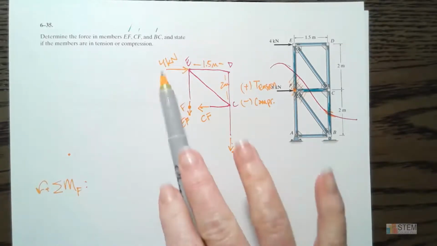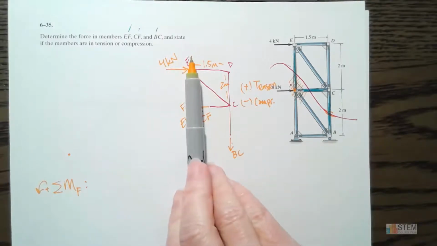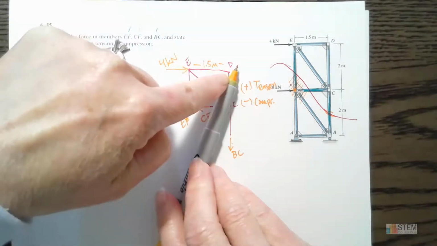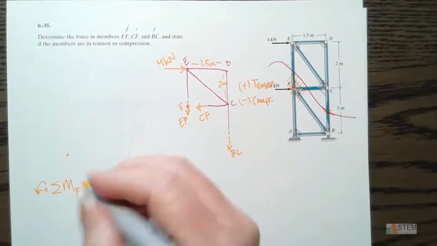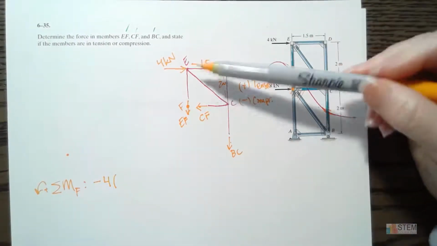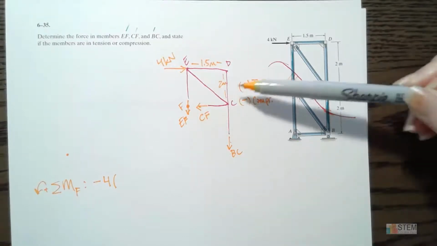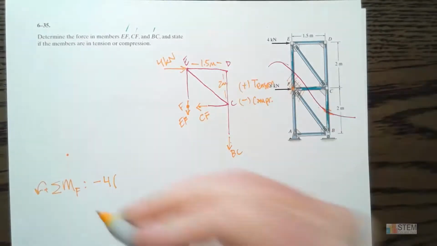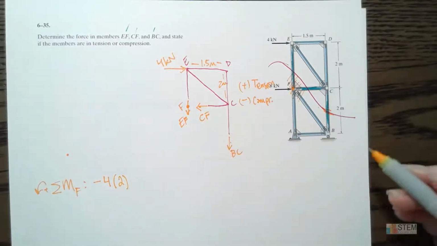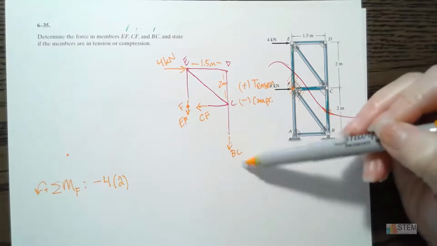So now I've got a moment created by this 4 kilonewton force, and that is going to be a negative moment because it goes clockwise. So it's going to be -4. The distance to point F is going to be 2 from right here. All right, so we got 2. And then the only other force that's going to cause a moment is going to be BC.